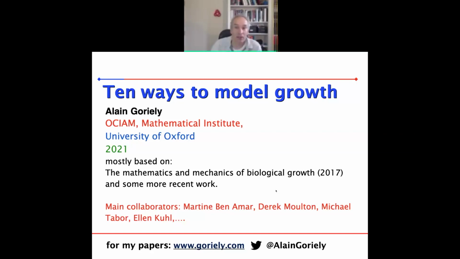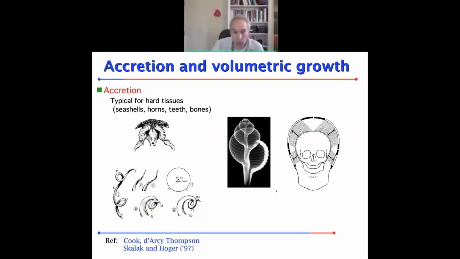Okay, so let's start. The first distinction when you talk about growth is that if you look around you, there are essentially two main types of growth processes, either by accretion or by volumetric growth.